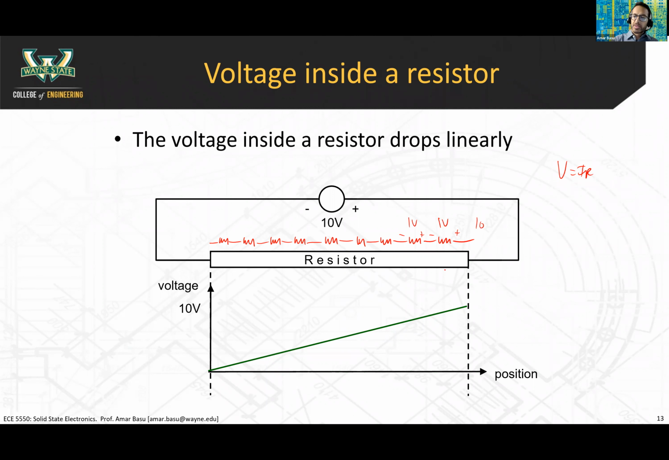So the voltage here starts off at 10 volts. So you have a 1 volt drop across here, so the voltage at this node is 9 volts. Another 1 volt drop across here, so the voltage at this node is 8 volts, and so on. The same current is going through all the resistors, but there's a voltage drop across each resistor.